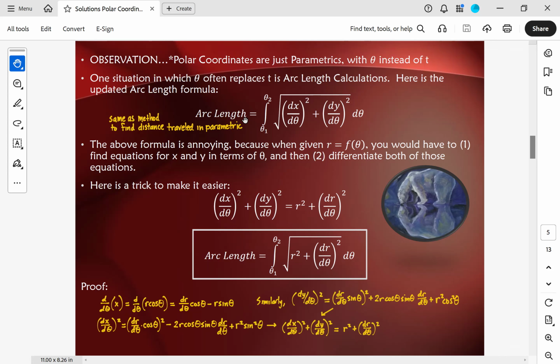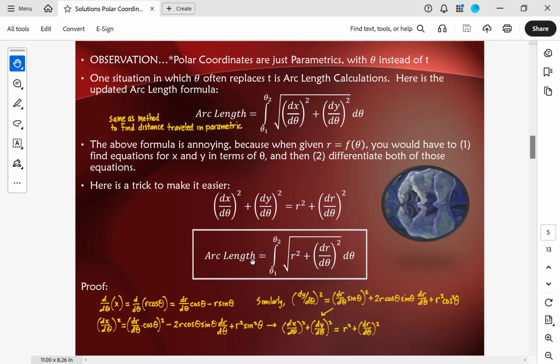The problem is that oftentimes when you're asked to do arc length, you are given an equation for r in terms of theta. So while this formula here is easy to remember, it's not actually easy to use because now you have to find equations for x and y in terms of theta, same as what we did on the previous page. And then you have to differentiate both of those, which is probably going to be product rule. And only then can you plug things into this formula where now you have to integrate. So I'm going to show you a trick to make it easier.